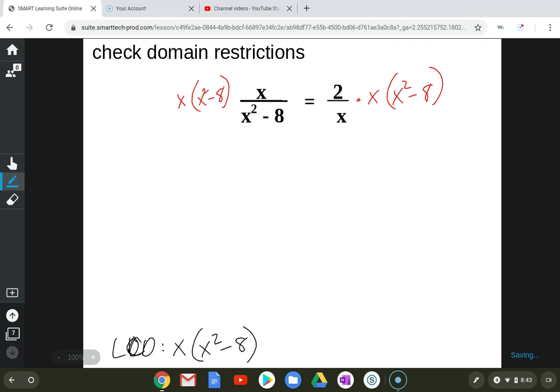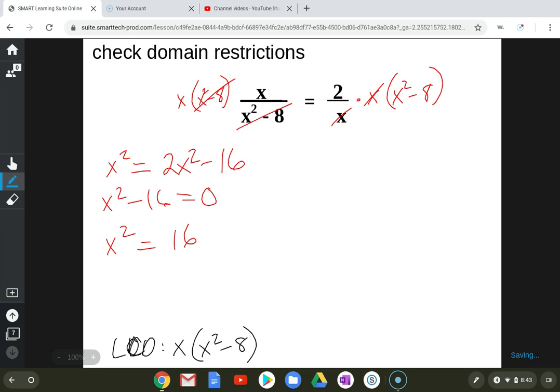So on the left side, the x squared minus 8's cancel. On the right side, the x's cancel. And what am I left with? On the left, I have x squared. On the right, I have, if I distribute, 2x squared minus 16. All right, so let's get everything down to one side. So we have x squared minus 16 equals 0. So x squared equals 16, square root both sides, and you get x equals plus or minus 4.